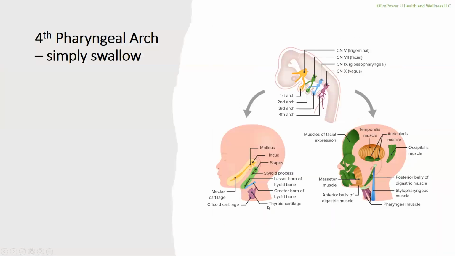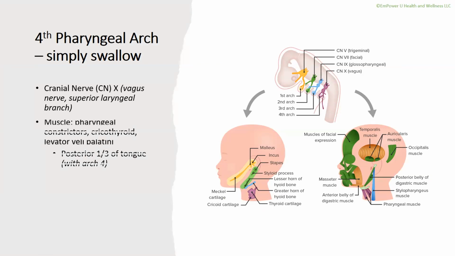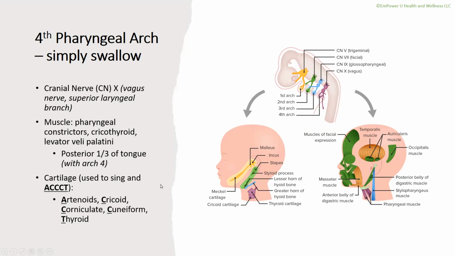Your fourth pharyngeal arch is to simply swallow. This is cranial nerve 10, your vagus. It's actually a specific branch, the laryngeal branch, makes sense it's up top. And it's going to be your pharyngeal constrictors, your posterior 1/3 of tongue. And it's also this one, the cartilage that's involved is cartilage used to sing and act. Your arytenoids, your cricoid, corniculate, cuneiform, and thyroid cartilage are involved in your fourth pharyngeal arch, or simply swallow.